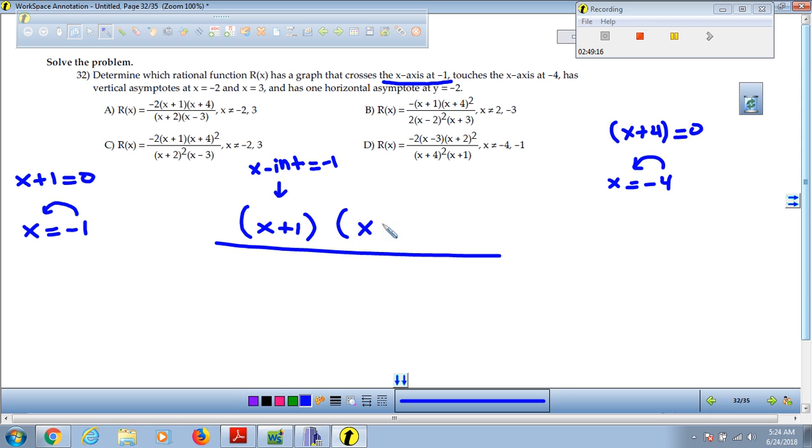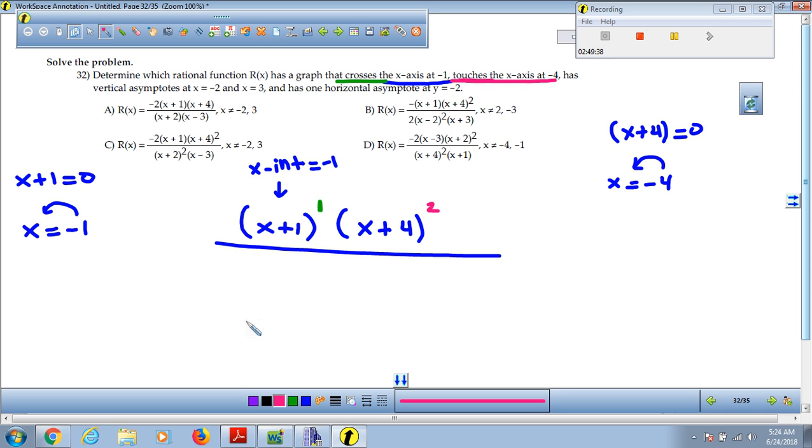But what's the difference if it touches, if it crosses? It's talking about the multiplicity. Here the multiplicity can be 1 because it's crossing. Here it's saying that it touches at negative 4. So the multiplicity has to be an even number. So I'm going to put a 2, which I see the answer choices, some of them have a 2. So the 2 needs to be on the x plus 4.